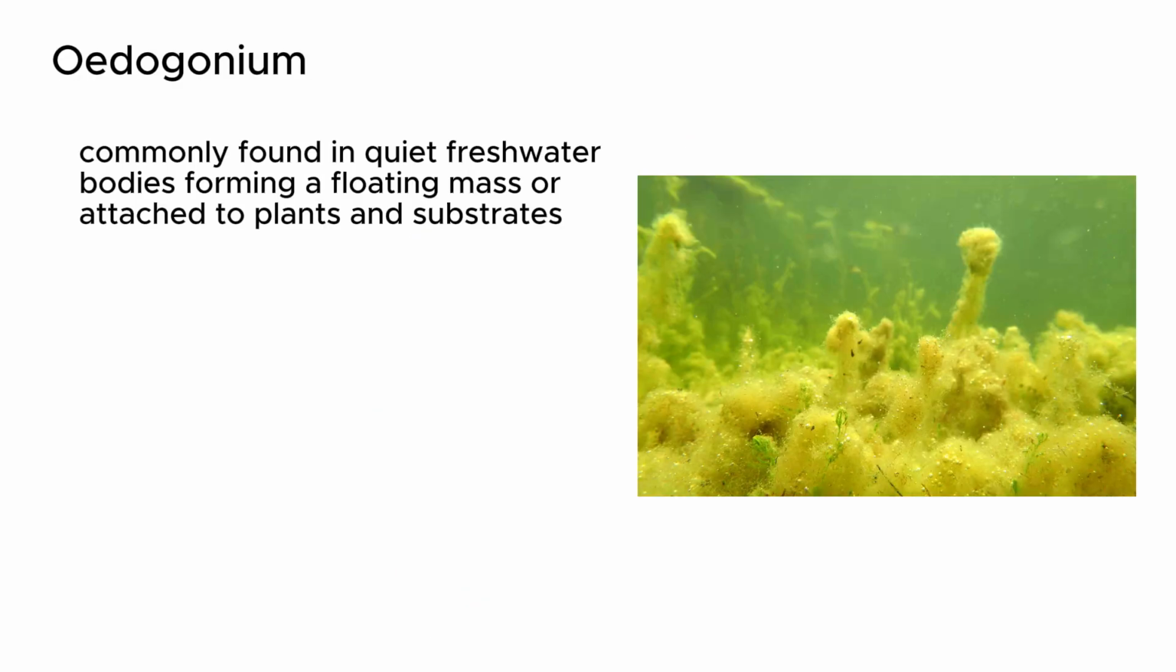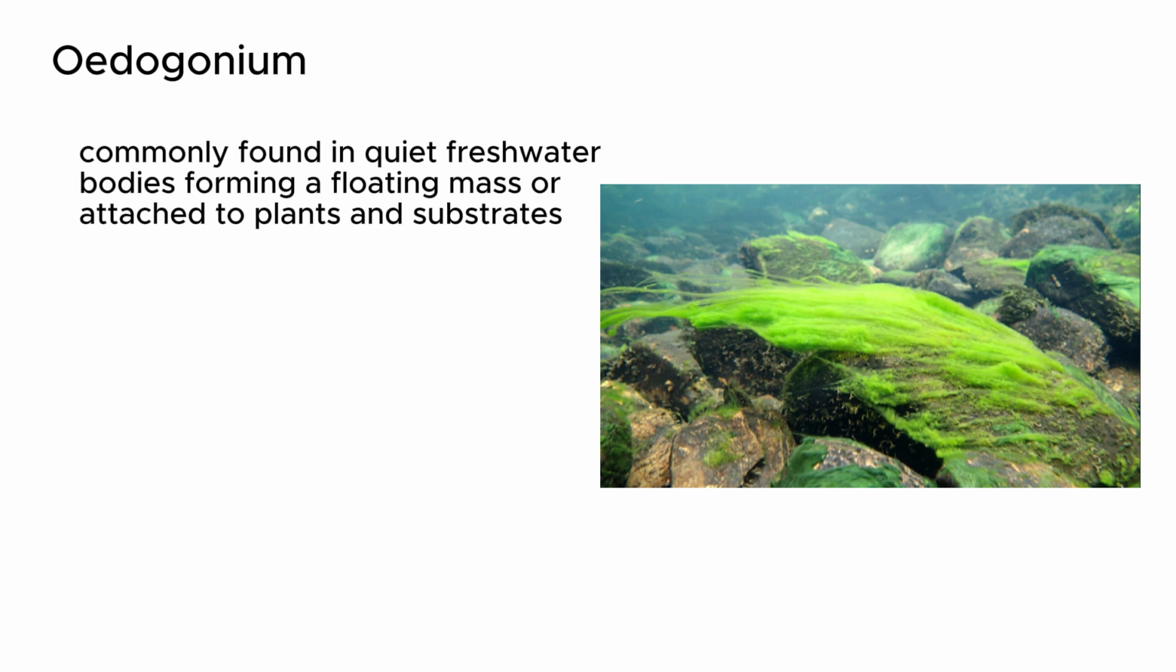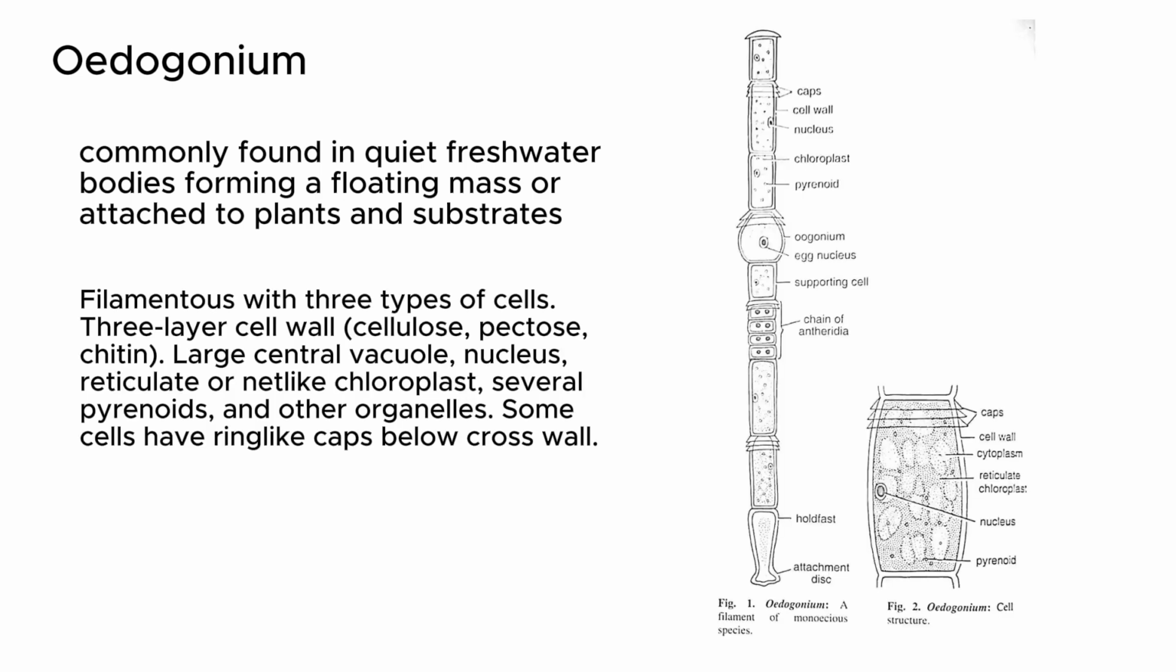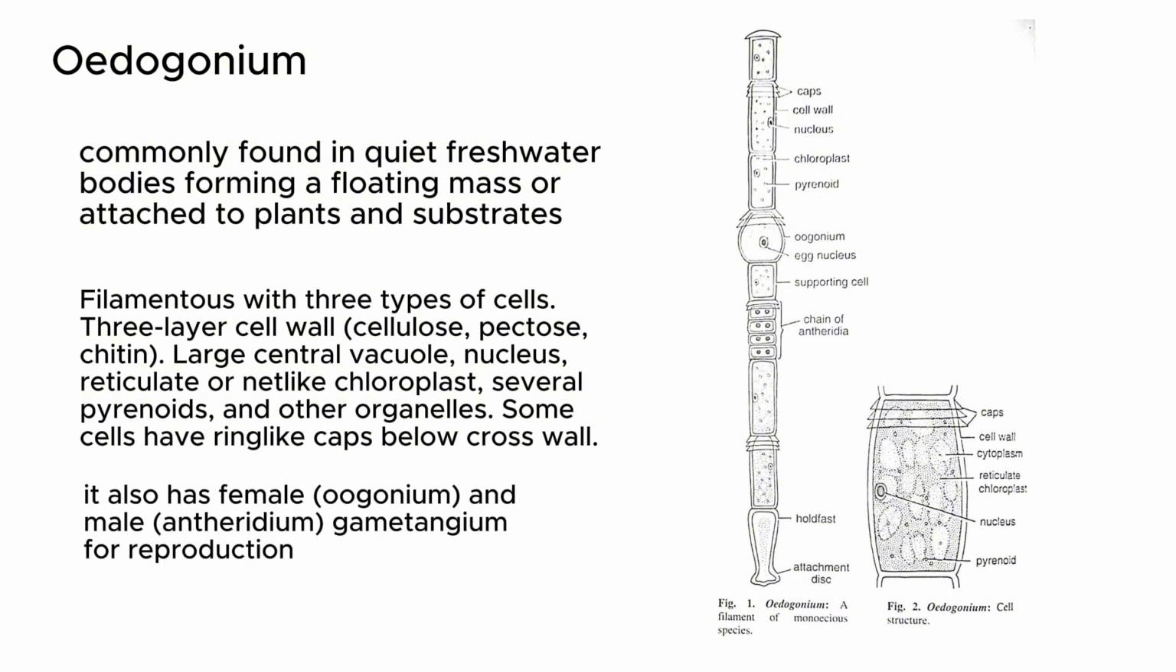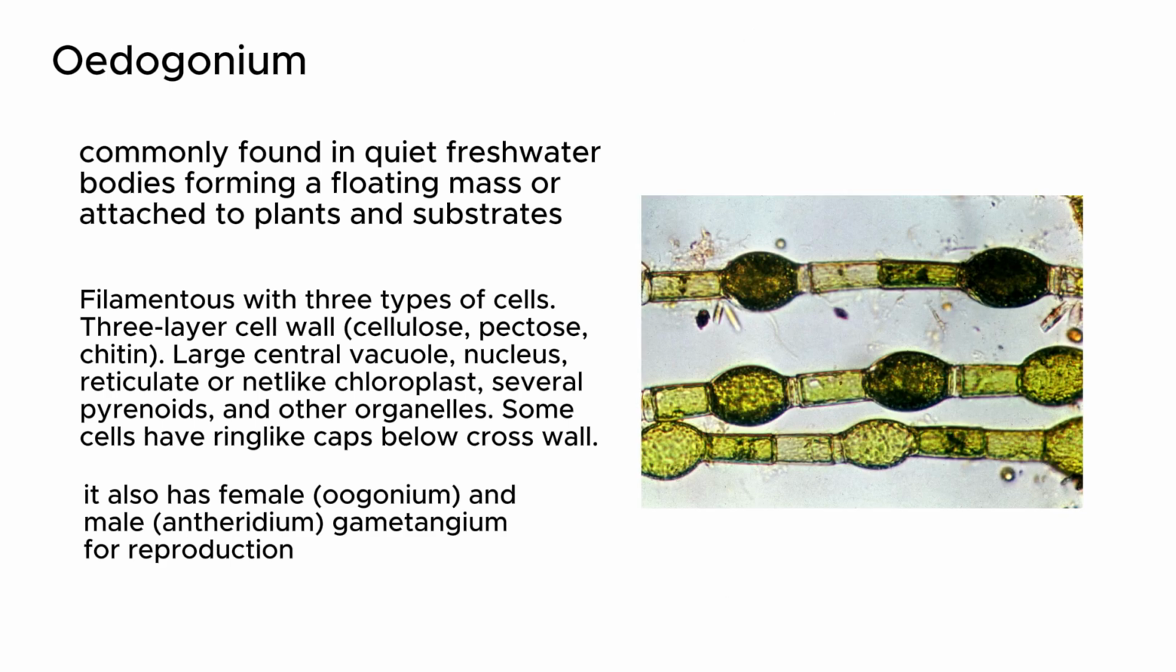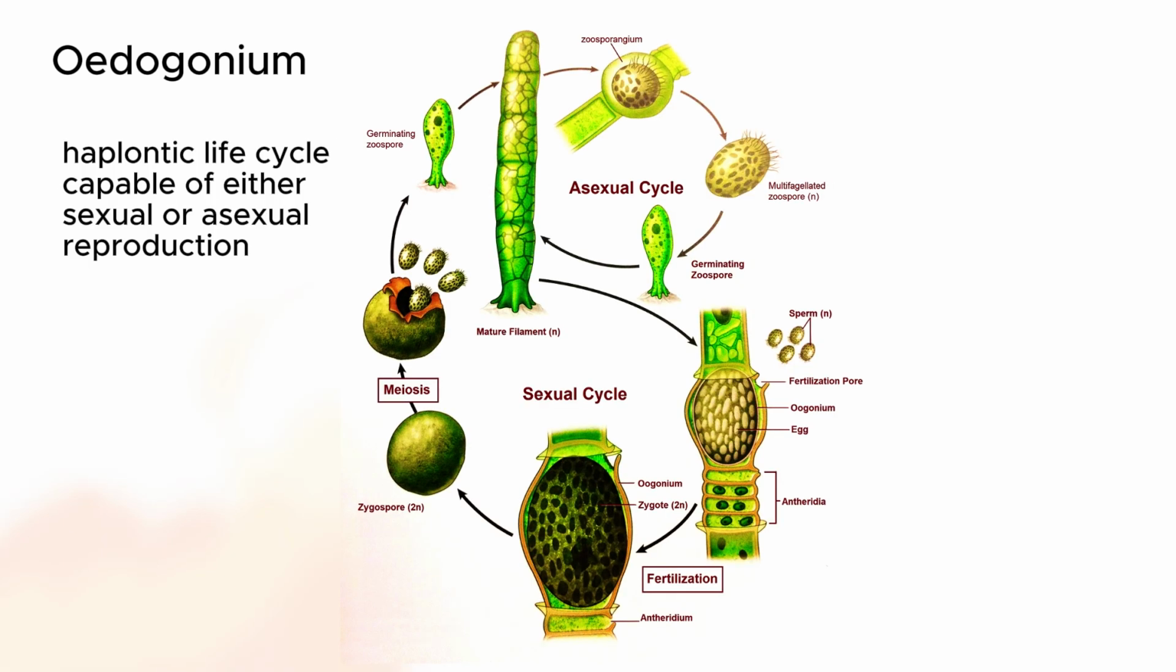Oedogonium is a free-living alga present in freshwater, both benthic and planktonic. It is also filamentous with 3 types of cells. It has a 3-layer cell wall, a large central vacuole, nucleus, and reticulate net-like chloroplast. Some cells have ring-like caps below the crosswall. The number of caps on the cells in a filament signifies how many times a cell has divided. Oedogonium also has a haplontic life cycle and is capable of either asexual or sexual reproduction.